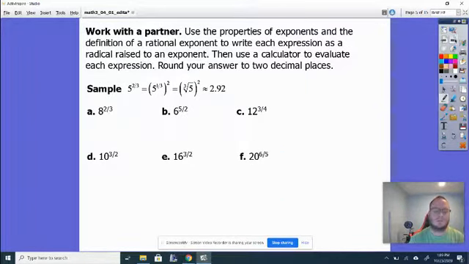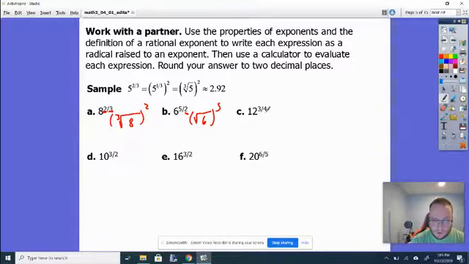Okay, working backwards. So the top number, the numerator, is going to stay outside. The denominator is going to become our radical. So cube root, because of the 3, of 8 quantity squared, square root, denominator, of 6 quantity to the 5th, fourth root of 12 quantity to the 3rd, and so on.